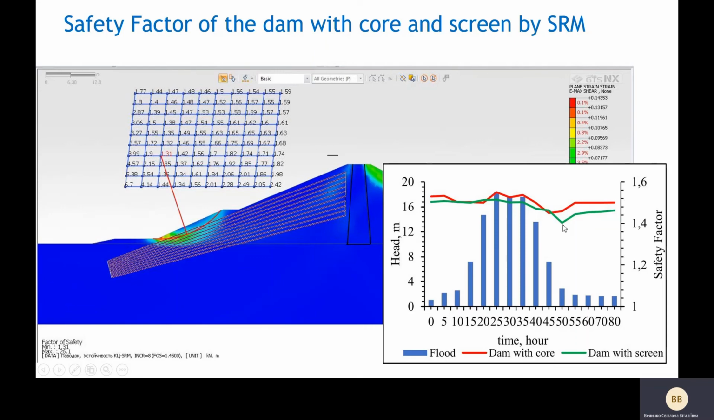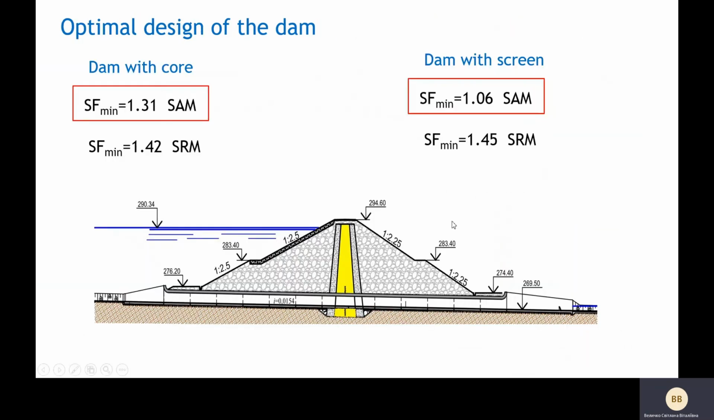Simulation under transient condition showed that the upstream slope stability depends on the position of the phreatic surface in the dam prism. So the construction of the dam with clay core increases the reliability and safety of the structure and ensures the upstream slope stability.